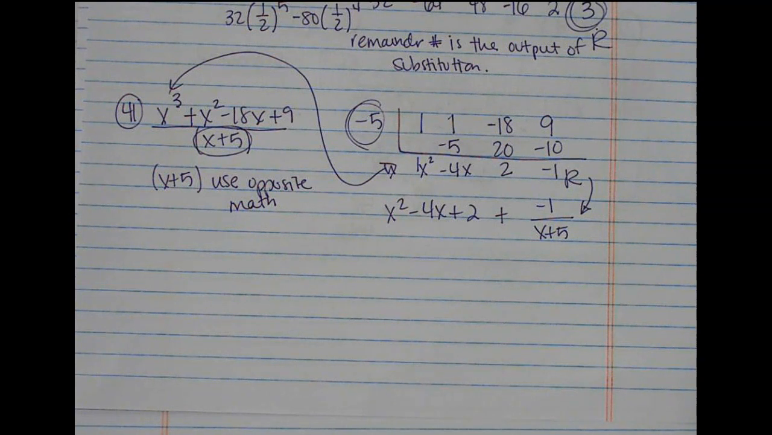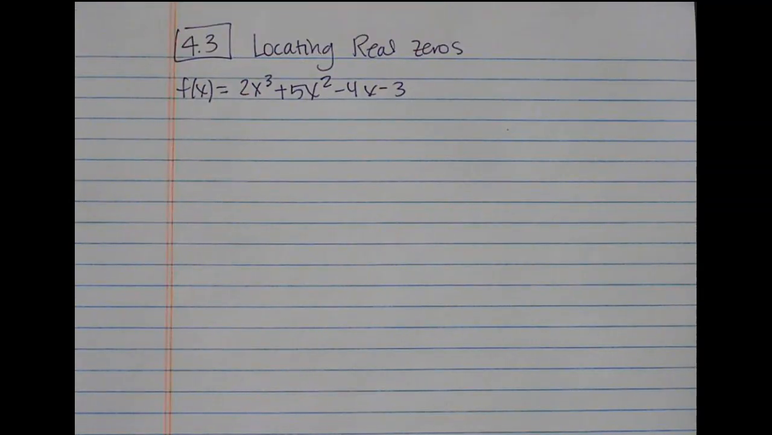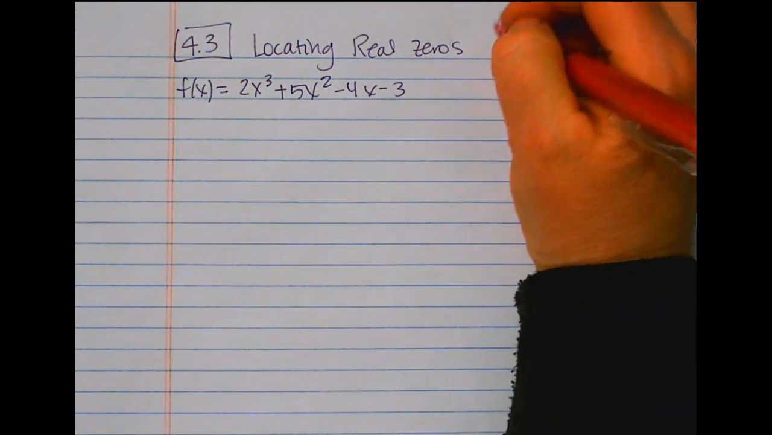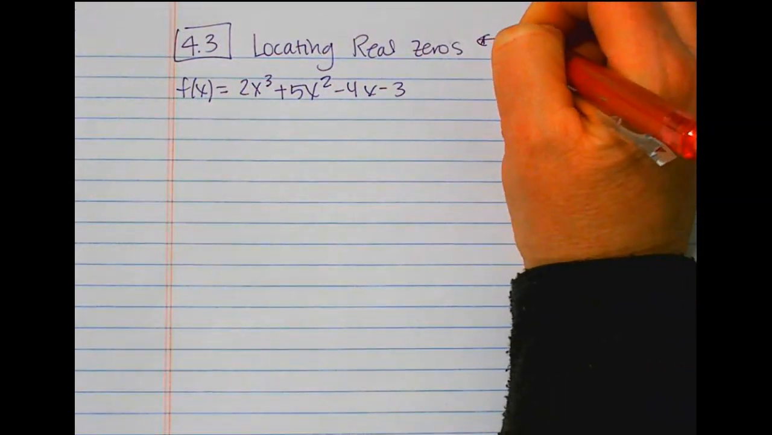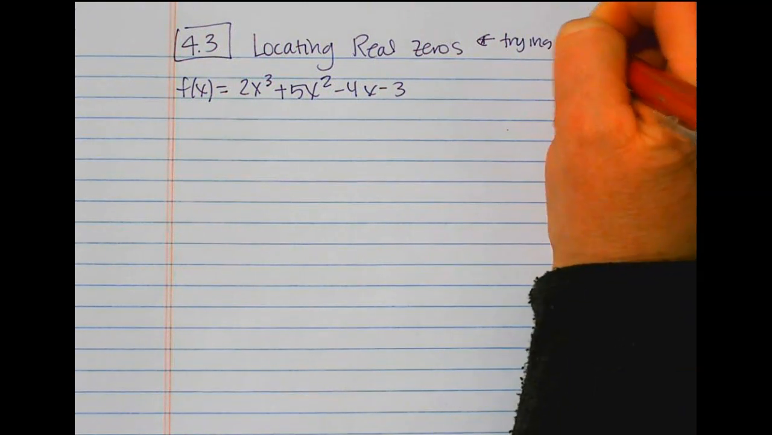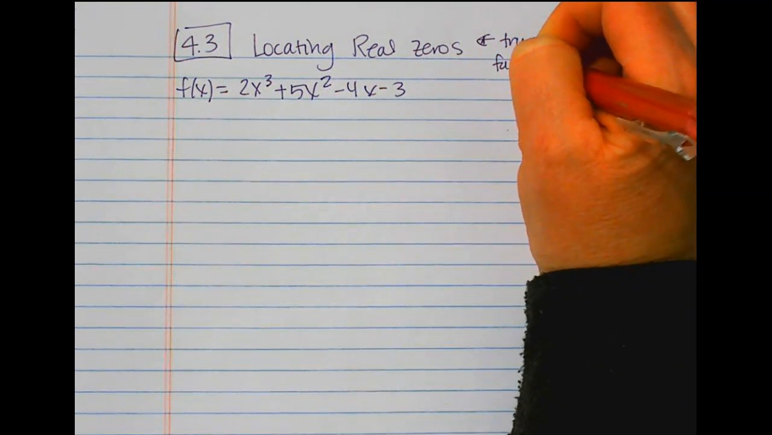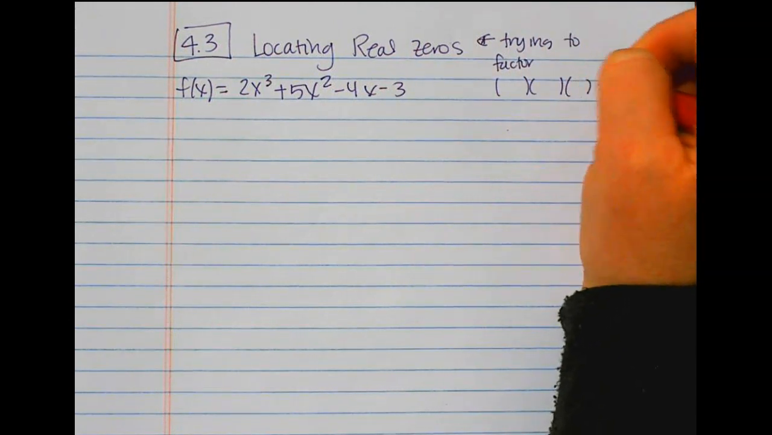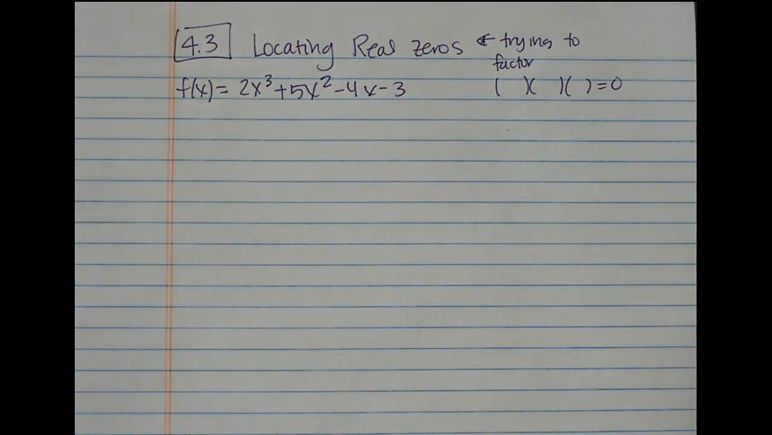All right. So moving on to 4.3, we're still using synthetic division here a lot. We may use long division, but more than that, we'll use synthetic division. What we're going to try to do when we find real zeros, we've done this before, we're trying to factor it. Our goal has been to try to factor it, and then when we had a bunch of factors, we set it equal to 0, and those were zeros.